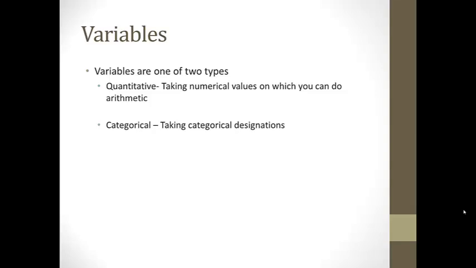Quantitative variables take numerical values. You can do arithmetic on these values. You can add them, you can subtract them, you can multiply them. If you can do that with the values of the variables, then those variables are quantitative. On the other hand, if the variable is taking categorical designations, we call it categorical.